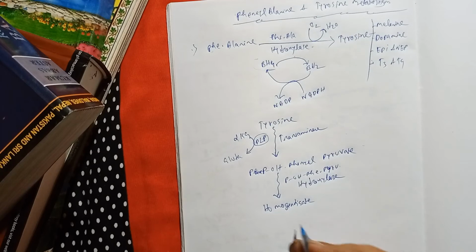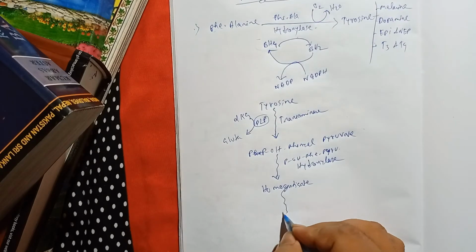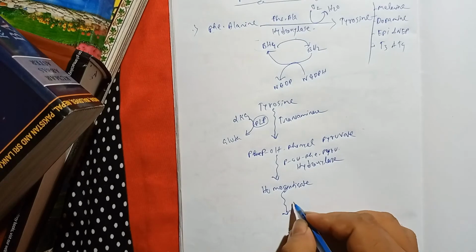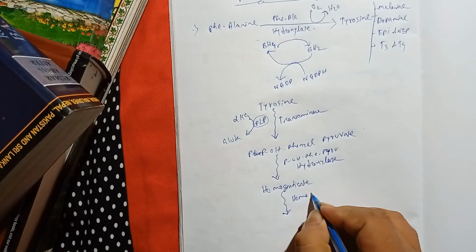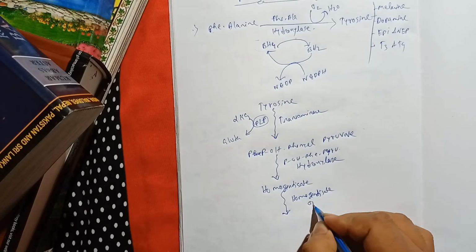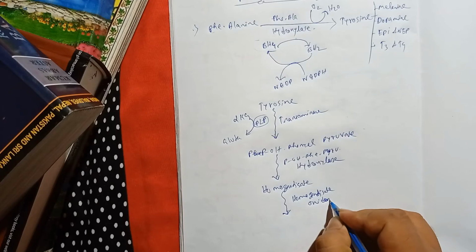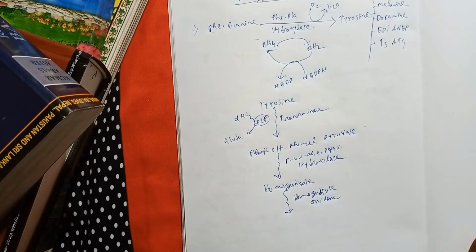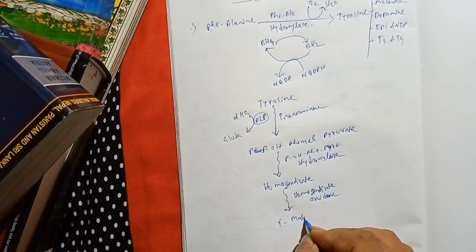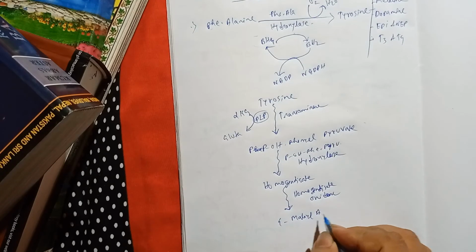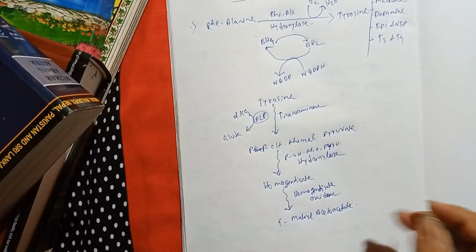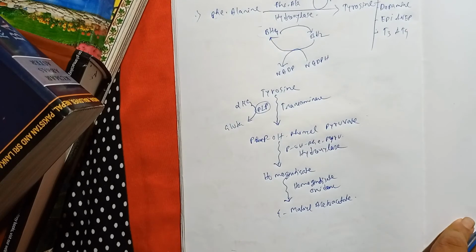Then this homogentisic acid will get converted, by the action of one more enzyme called homogentisate oxidase, into what? By the action of this enzyme, the homogentisate will get converted into 4-maleylacetoacetate. Okay guys, 4-maleylacetoacetate.